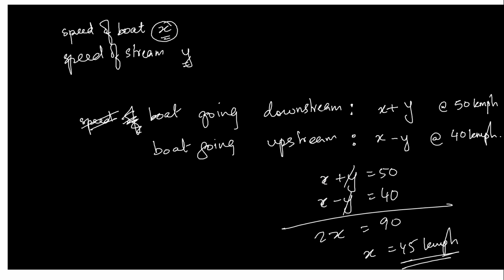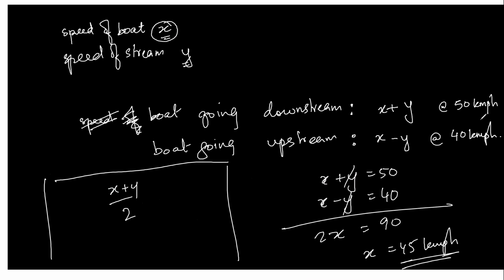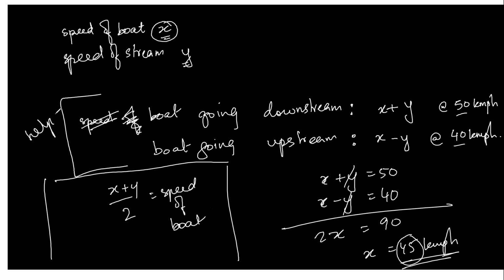So anyway, the formula is the speed of the boat is simply (x plus y) by 2. And as you can see, 50 plus 40, (x plus y) by 2, gave me 45. So that's the speed of the boat. Now, if you simply mug this up, it's not going to help. But this explanation definitely helps. If you mug it up, it's not making sense, you're not logically following it. Anyway, that was the answer to the first question.